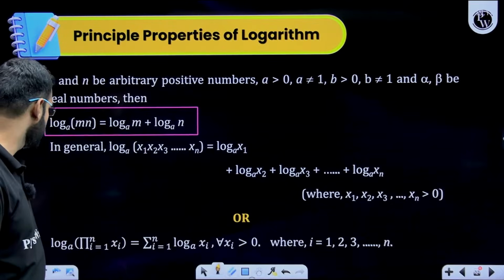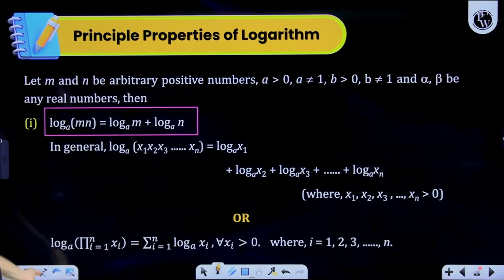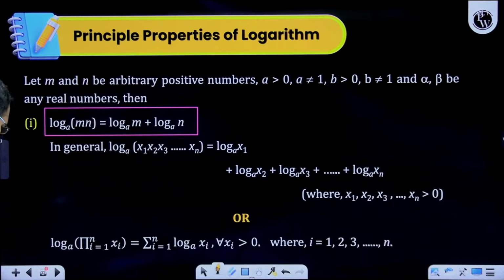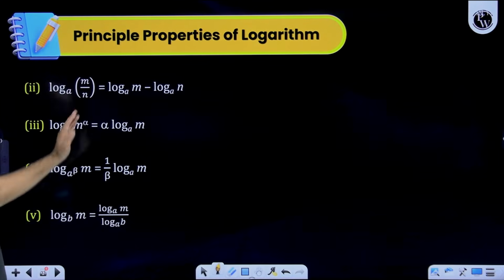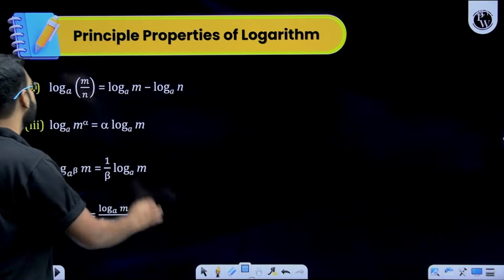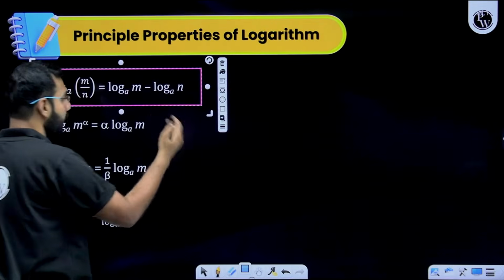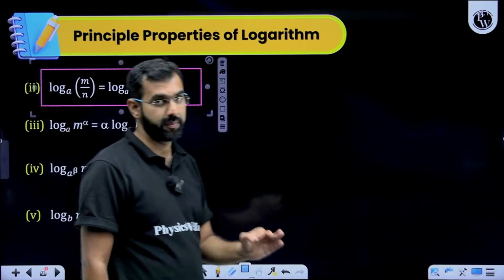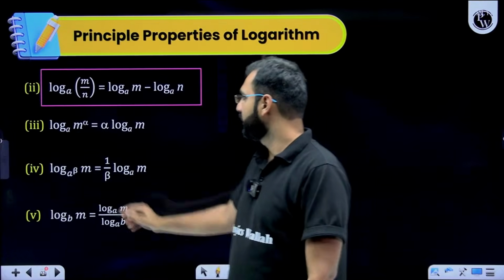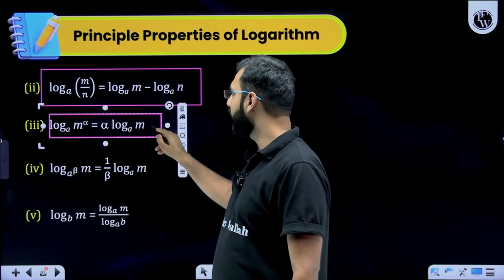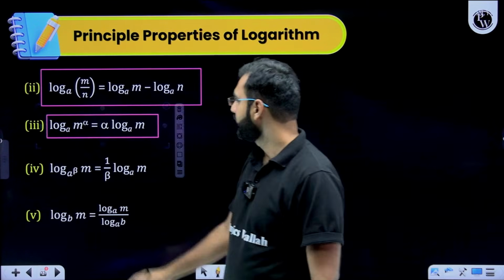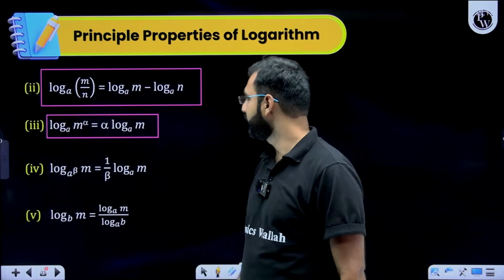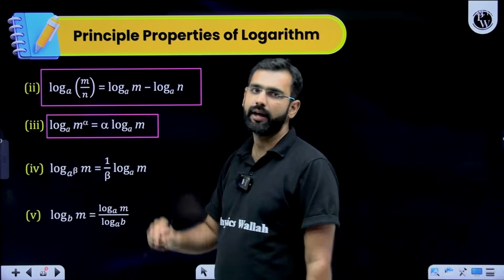The second conclusion is this property, which is written in mathematical format. Log of m by n, as we have discussed, is log m minus log n, and again I need not tell you time and again that m and n should be positive. Similarly, for the property log m to the power alpha at base a, do you remember? We have just discussed that this alpha should be brought to the front, and it will be alpha log m base a.